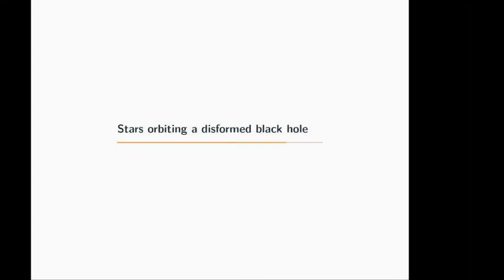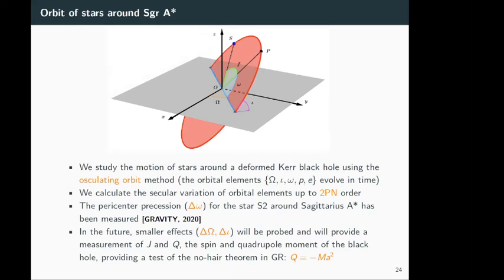And we wondered what would happen if Sagittarius A star was a disformed black hole and not a Kerr black hole. So this is just a picture of the situation. You assume in O here, in one of the foci of the red ellipse, you have a disformed black hole, and S here is just a star.